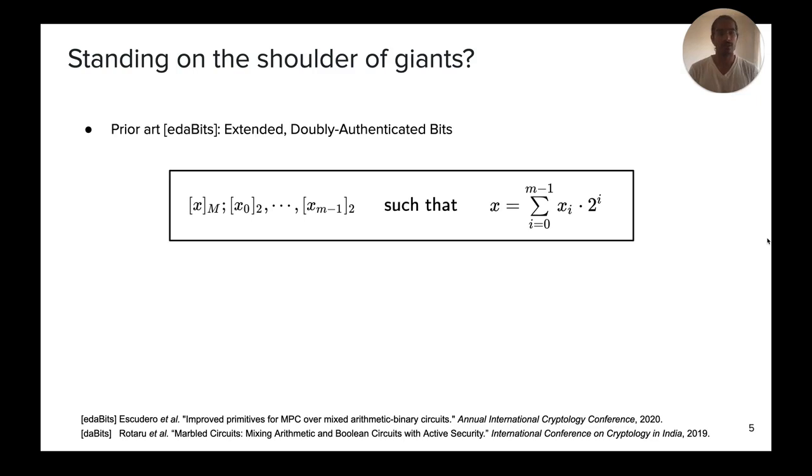Finally, I would like to introduce the relevant prior work on which we build. That's EDABITS from Crypto 2020. EDABIT stands for Extended Doubly Authenticated Bits, which is effectively a very efficient way of generating arithmetic secret sharing of a secret X, as well as a bit decomposition as sharing in a Boolean field. So X is related to these Xi's by this, and then we can efficiently generate the sharing.